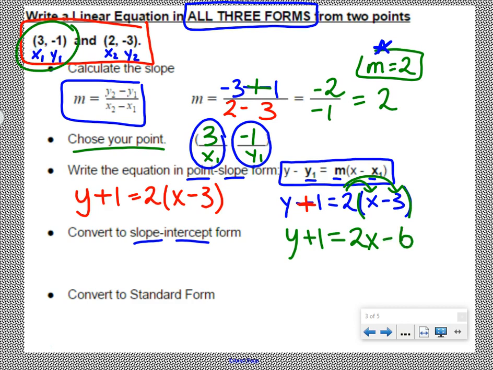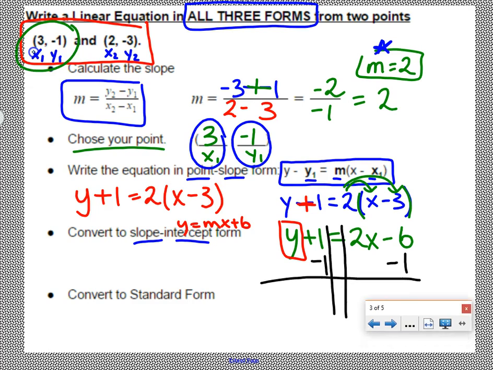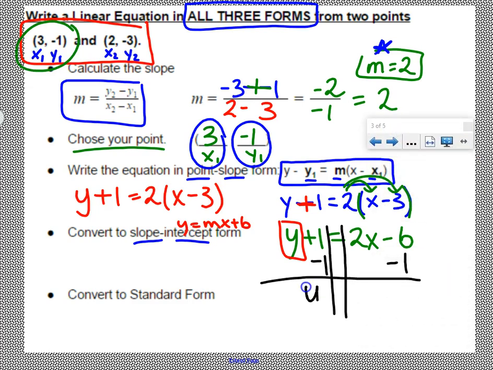is -6. Now slope-intercept form looks like y equals mx plus b, so we want this y to be all by itself, which means we want to move this plus 1 by doing a -1 on both sides. Y comes down, y equals 2x stays the same, and then -6 minus 1 is -7. So now we have our equation in slope-intercept form.